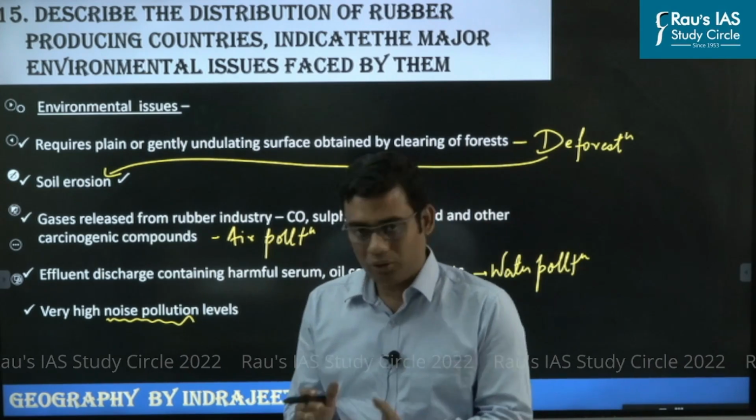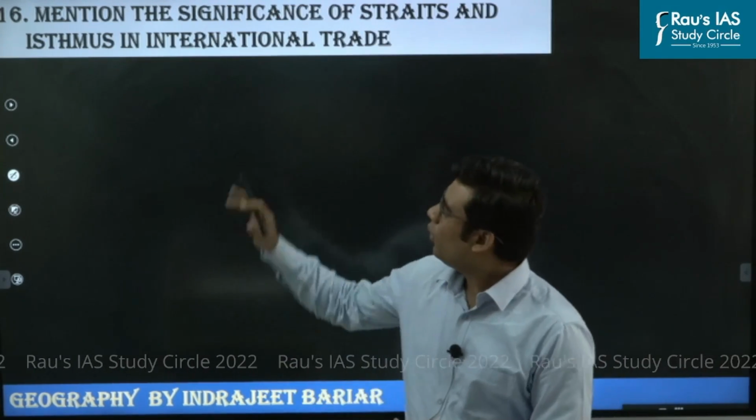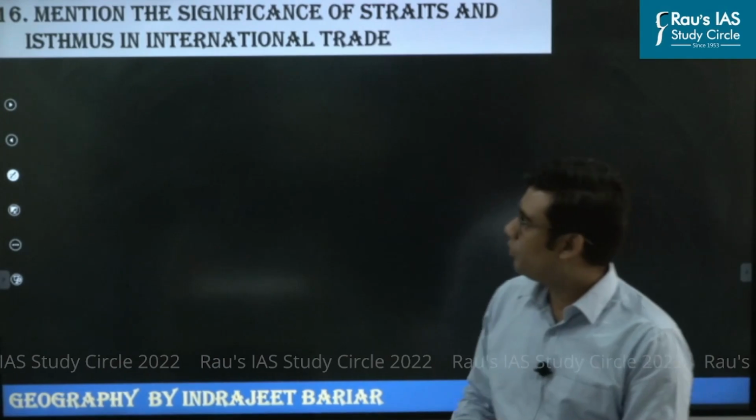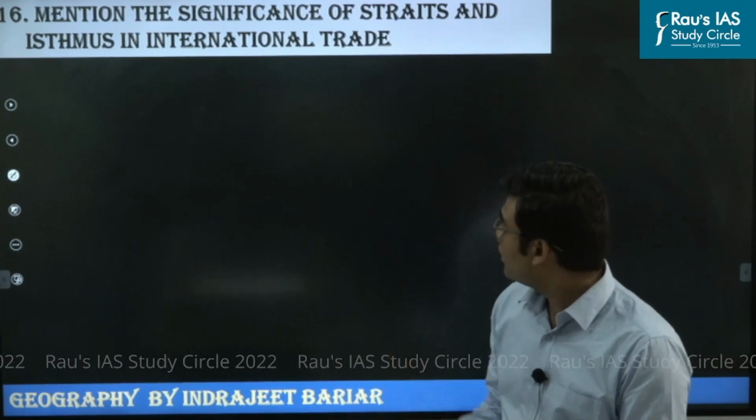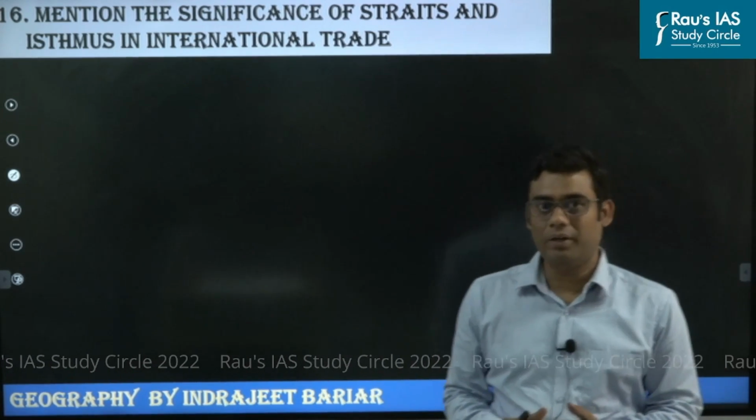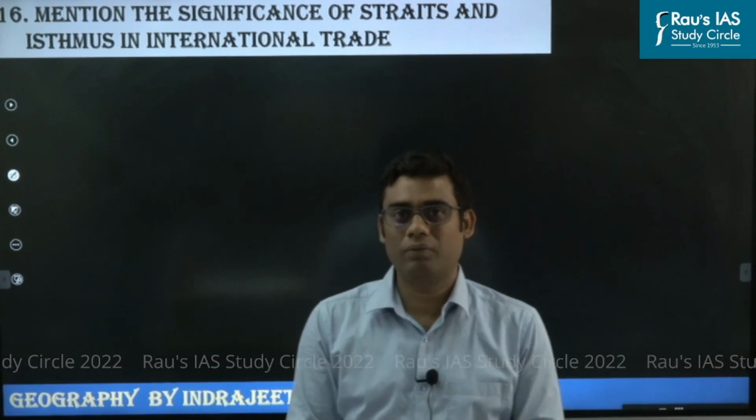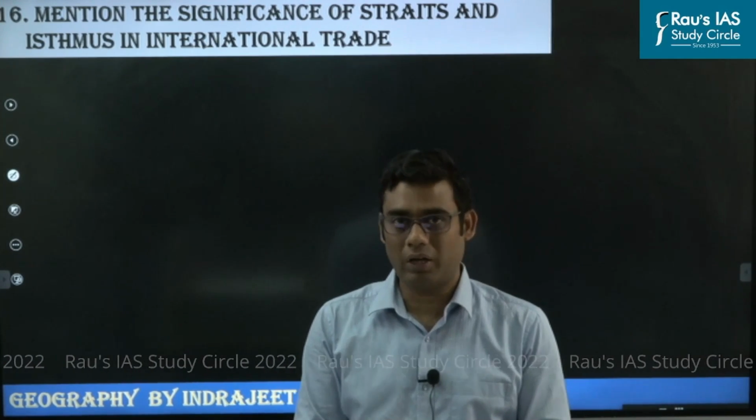So this is the 15th question. Now, question number 16 of the paper: Mention the significance of straits and isthmus in international trade. Straightforward, again, a question from physical geography, oceanography.